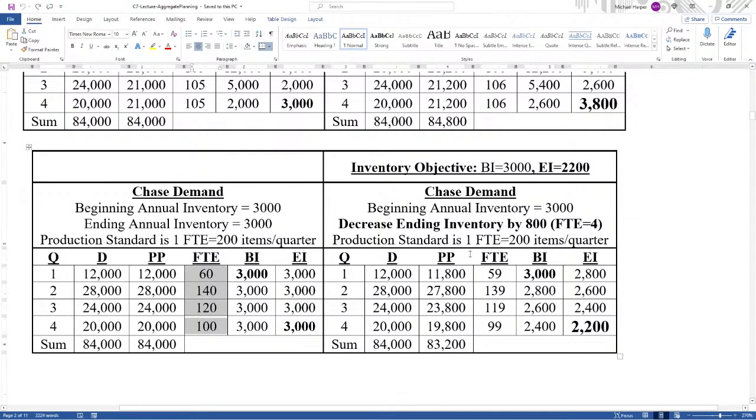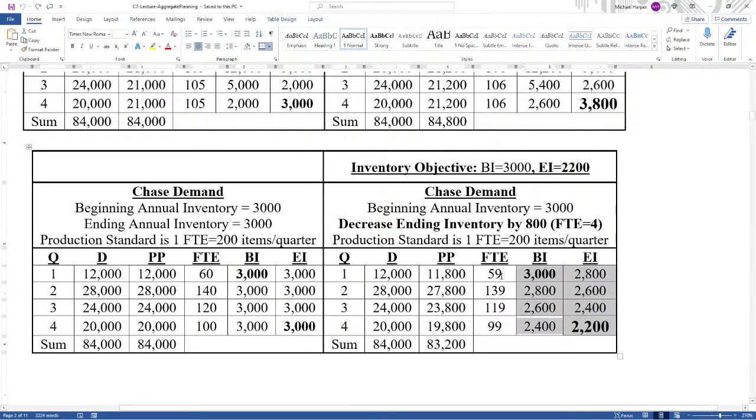So the 60 becomes 59, 140 becomes 139, 120 becomes 119, 100 becomes 99. So this then becomes our chase demand strategy with an objective of decreasing our ending inventory by 800, or decreasing our FTEs, or quarterly FTEs, by 4 over the year. We multiply that by 200 to get a production plan, and we sum to get an annual, and then we do the same thing for our inventory.